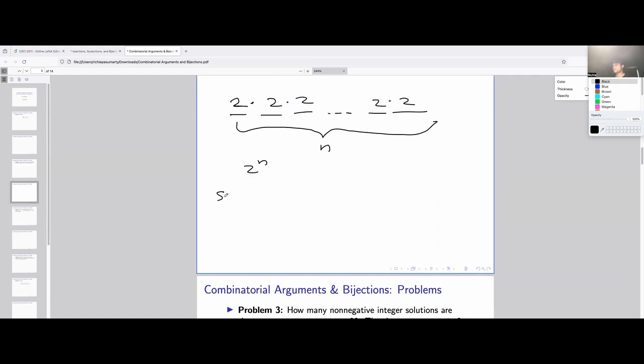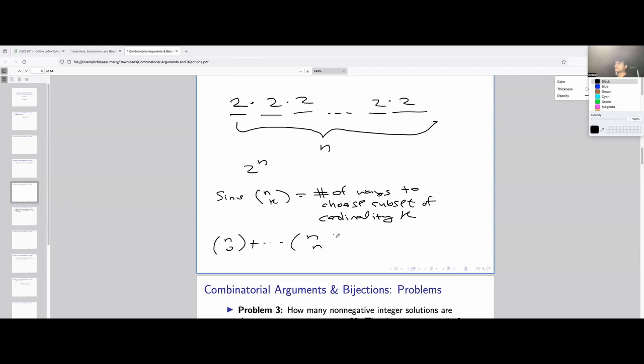Okay, so since n choose k is equal to the number of ways to choose subsets of size, or cardinality, k, then n choose 0 all the way until n choose n is the number of ways I can choose subsets of any size. And I'm obviously adding them all up, but I'm not going to write every single one of them.